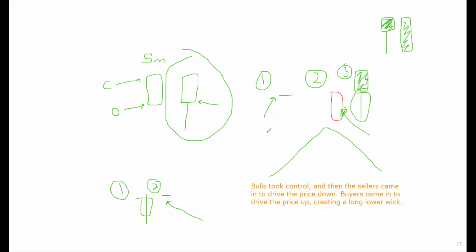Exactly. The one with the longer wick is the more bullish one, because the buyers overruled the sellers, right? The price was coming down, and then the price came back up because there were more buyers coming in, right? So just think of it like this.